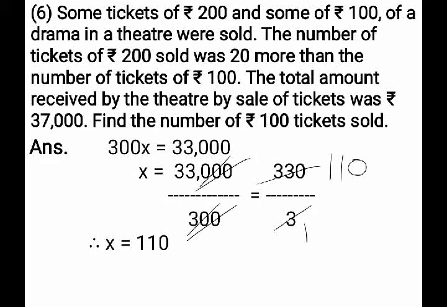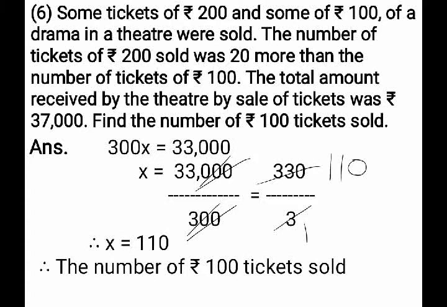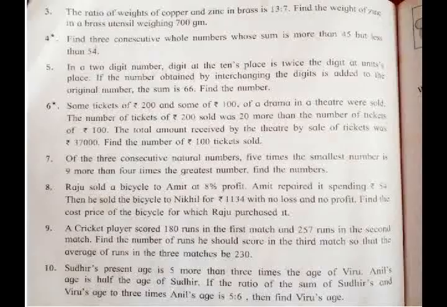Now you got the value of x is equal to 110, and that is the number of rupees 100 tickets sold. So the final statement you have to write. Therefore, the number of rupees 100 tickets sold is equal to 110.